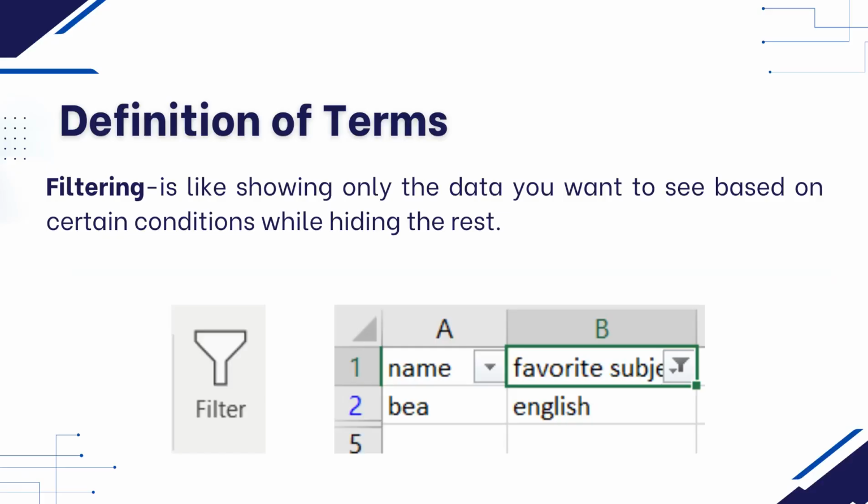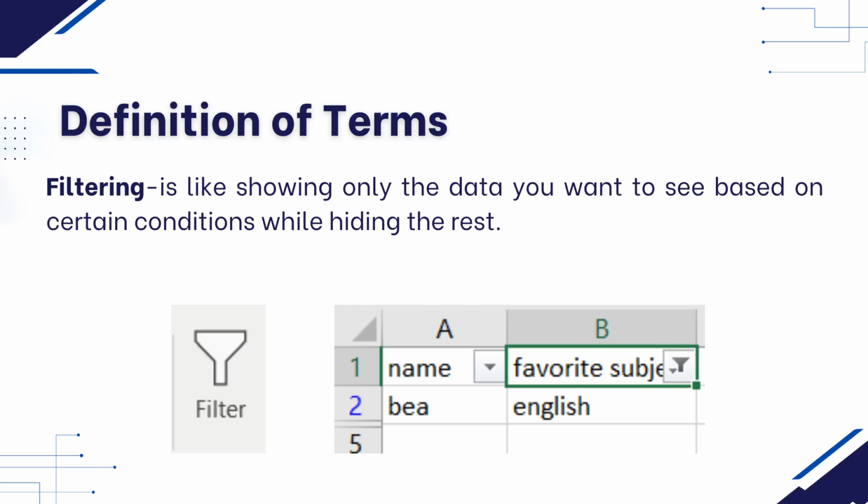Before we start class, let's get to know kung unsa ang filtering. So, ang filtering di ay class is naka-show di siya og data nga mo lang ganahan nakita based on a certain condition while the other subject is naka-hide.